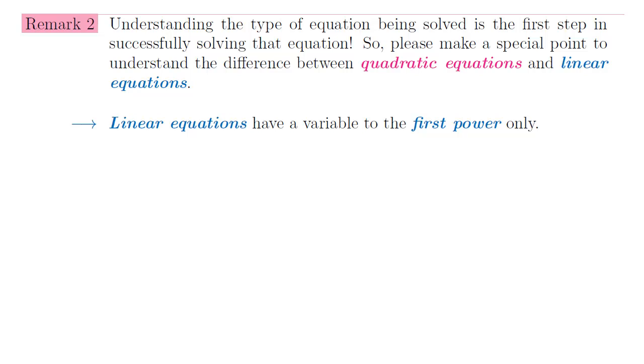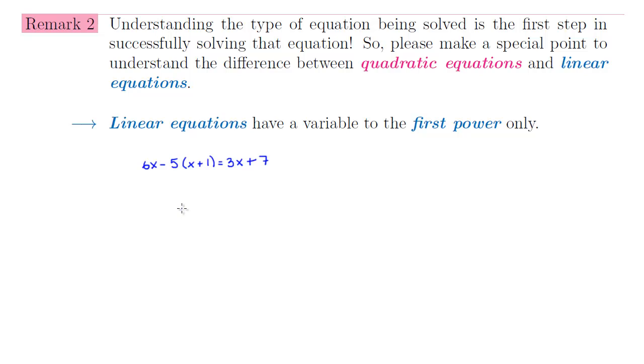Recall, linear equations are equations that have a variable to the first power only. The following is an example of a linear equation. 6x minus 5 times the quantity x plus 1 equals 3x plus 7. It's a linear equation because the highest power on any variable is the degree 1. Notice it's just x, or x to the first power, that appears in this equation. That's what makes this linear.